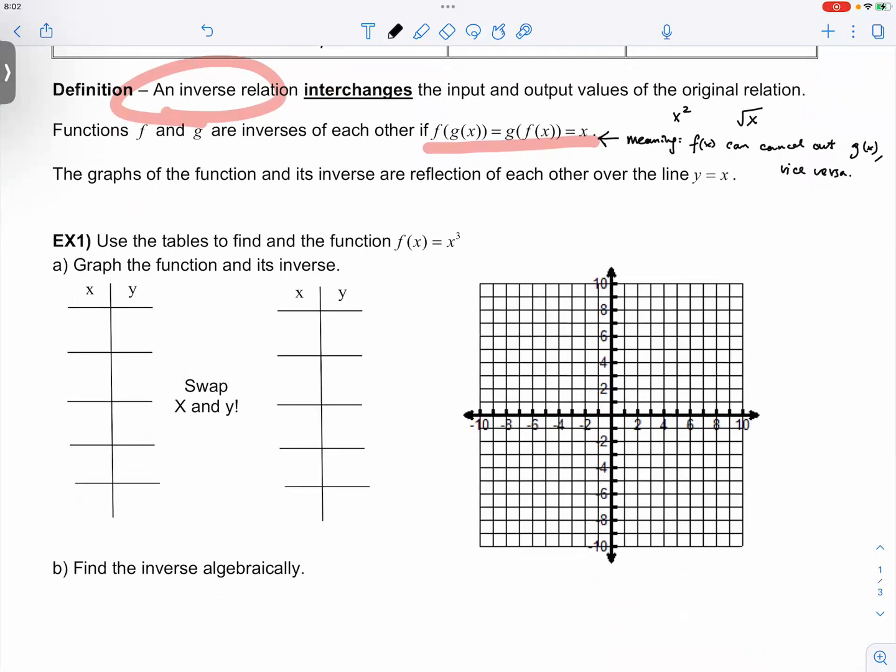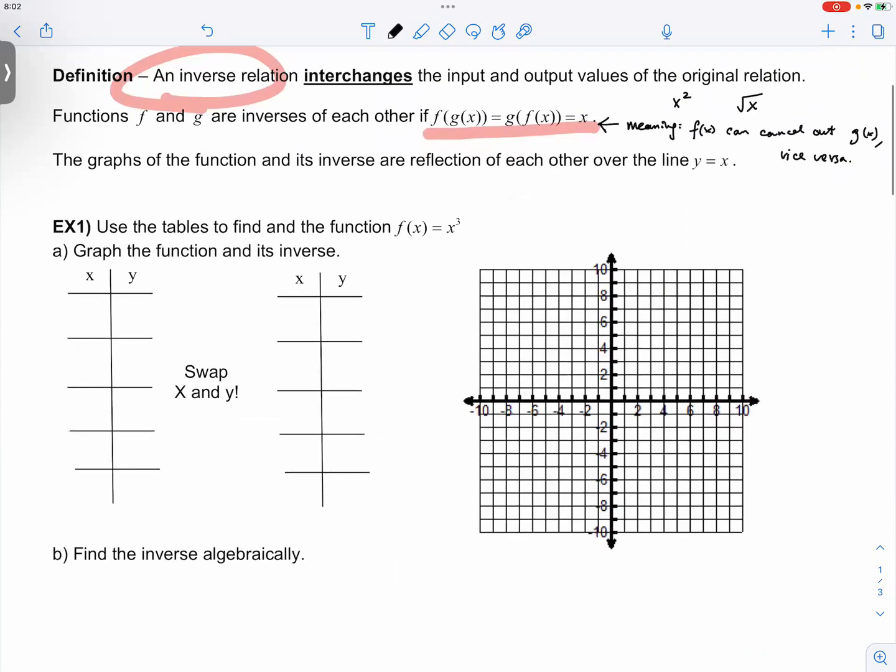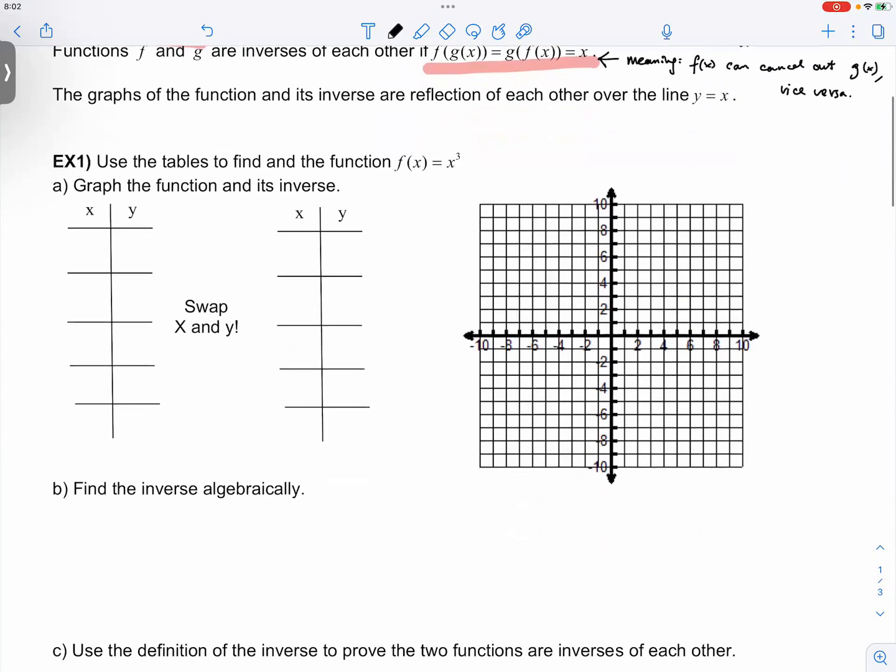If you remember the quiz from last semester, we asked you to find the inverse. You would graph it. We would just flip the x and y. And then we also need to find the inverse algebraically, and we need to prove it. So it's going to be pretty similar. For example, we have -2, -1, 0, 1, and 2 for the x cubed function. So we have -8, -1, 0, 1, and 8. If you cube the x values, that's how you get the y values, and you can plot the points on the graph.